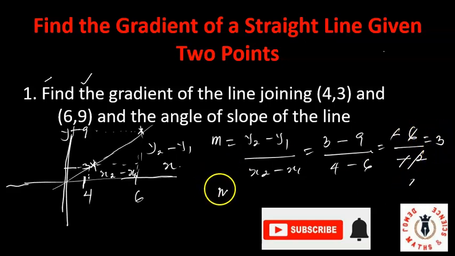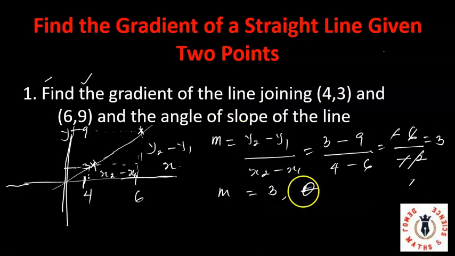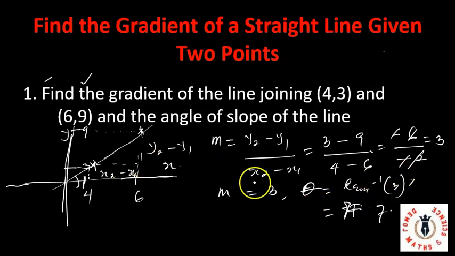So that authoritatively, my M is equal to 3, and the angle of slope of this line is theta. If you look at the line, the angle of slope here will be equal to the tan inverse of 3. What is the tan inverse of 3? The angle of slope, theta, is the same thing as 71.57 degrees.